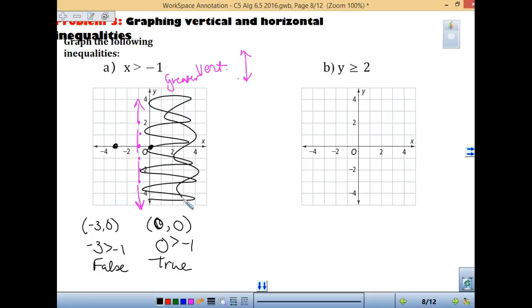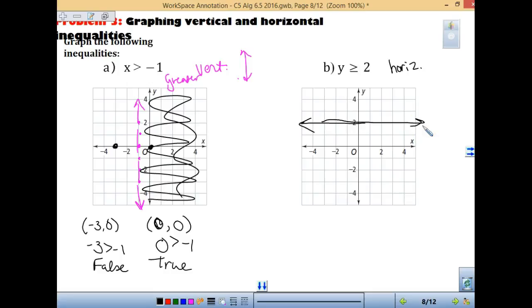So we read the next one. Ryan, would you read B to us? Y is greater than or equal to 2. So I right away know it's a horizontal line, okay? At 2 should be a solid or dashed line, if I'm looking at that, right? Should be solid. It includes every point on this line.